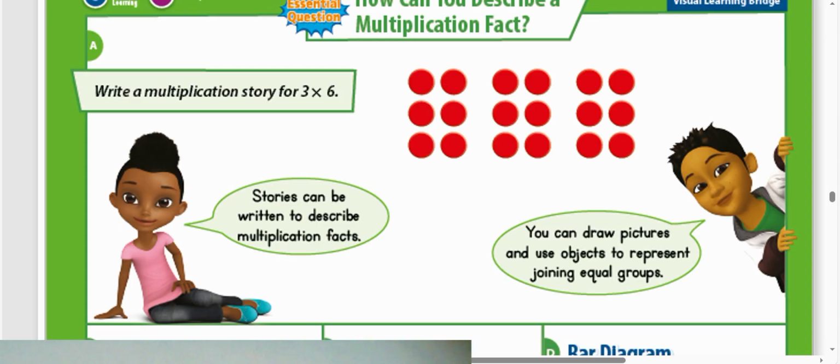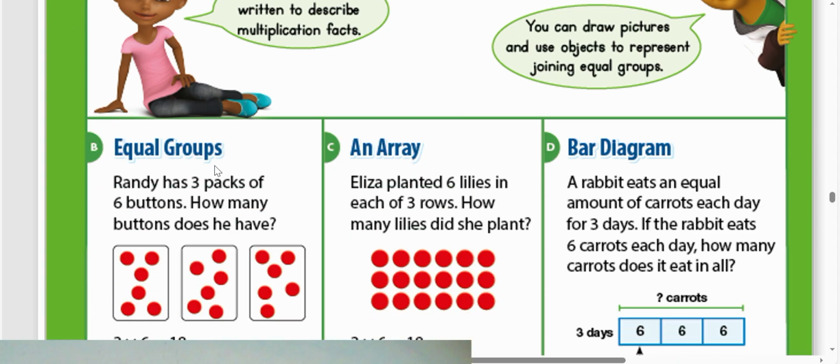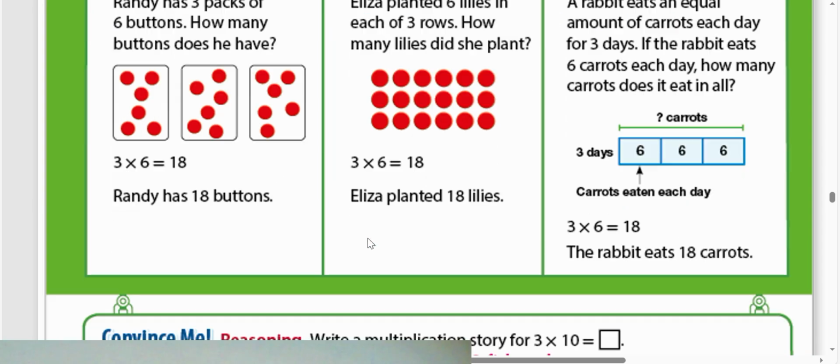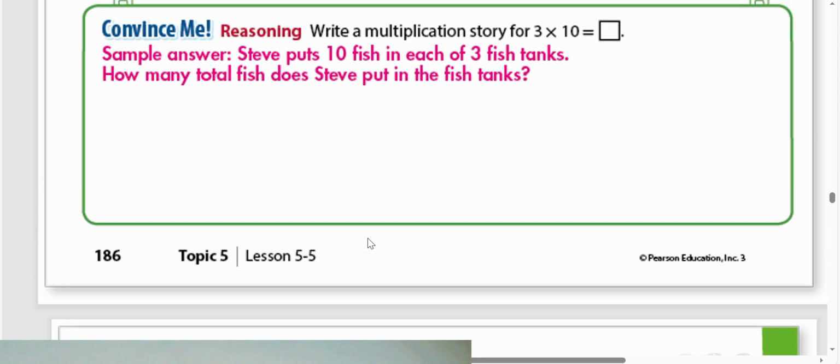About the 3 times 6 story here. We have 3 groups. Each group contains 6 elements. Then 3 times 6 equals 18. We have 3 stories about this. The book solves this. Okay, next question here.